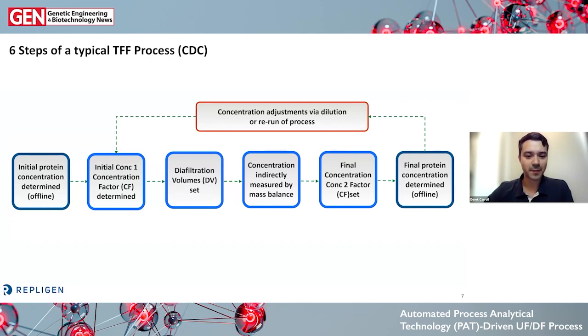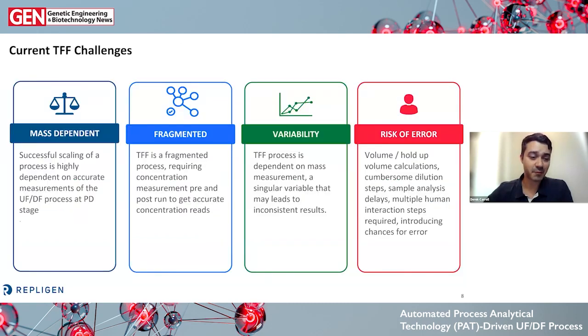Then there would be a mass balance calculation for what concentration factor we would need to go to for the initial concentration. Then during the diafiltration stage, a certain number of dia volumes are set, and then again, going to a final concentration factor for the target. And then there's another offline protein concentration that's determined. Ideally, that will match up very closely with your goal. If not, there might need to be some dilution if there's overconcentration, or even secondary processing if there needs to be further concentration. So that is mass dependent.